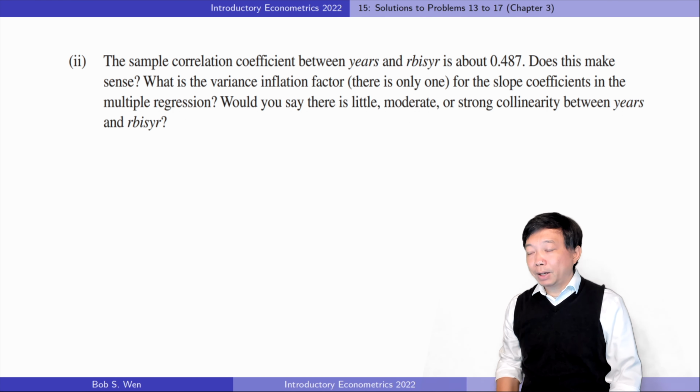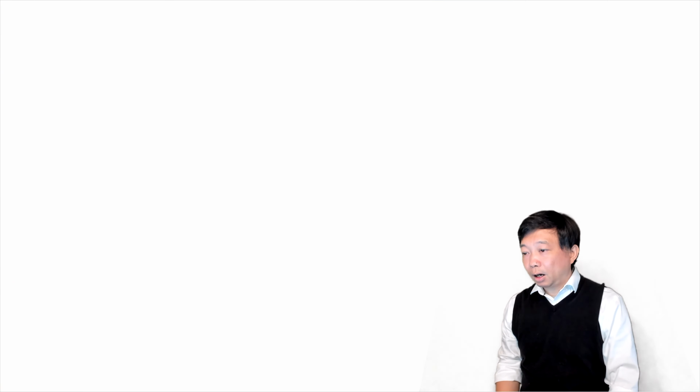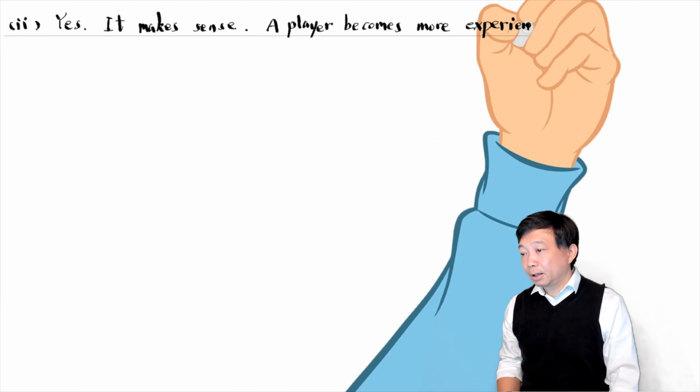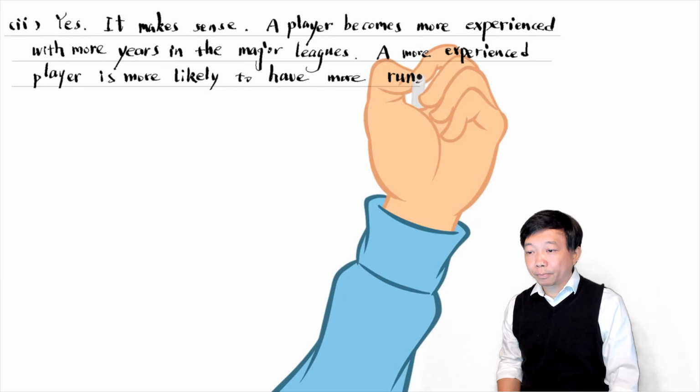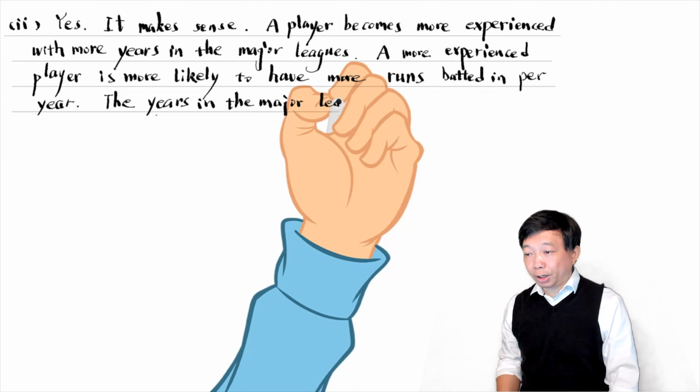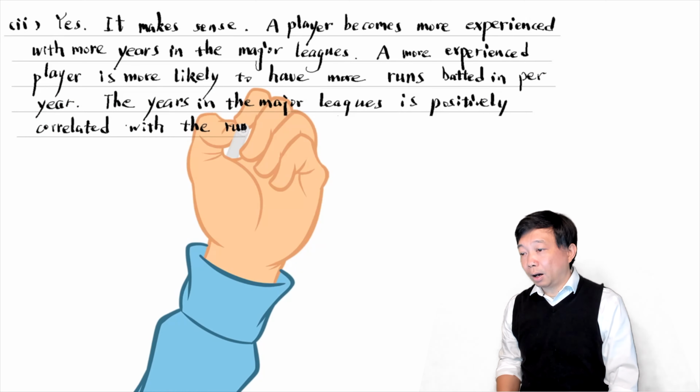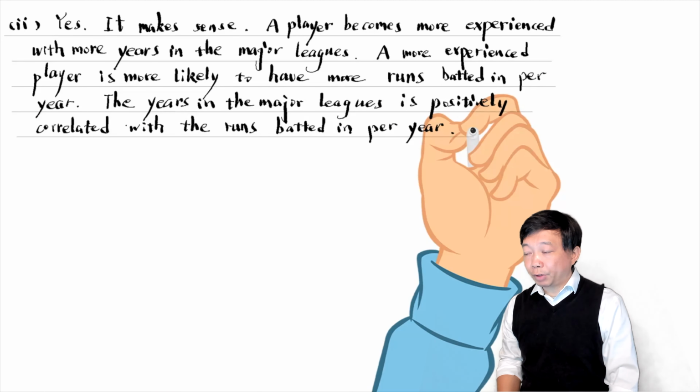For the second question, the correlation coefficient makes sense. A player becomes more experienced with more years in the major leagues. A more experienced player is more likely to have more runs batted in per year. The years in the major leagues are positively correlated with the runs batted in each year.